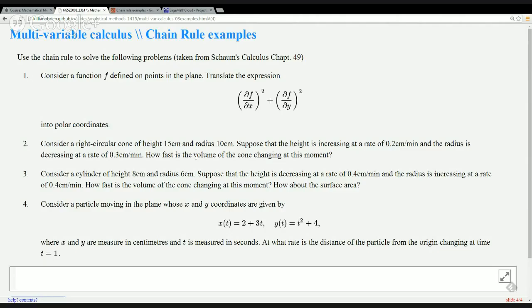So let's start to give these names. So r equals radius, h equals the height.